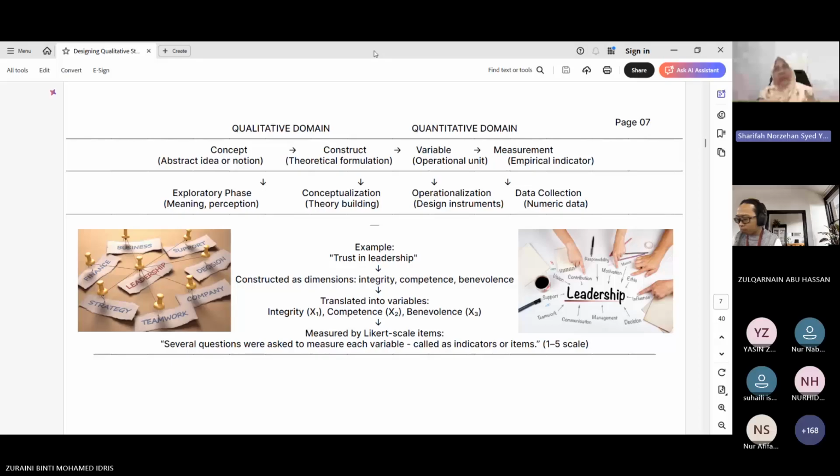Because we stop at the construct, we don't call it a variable. But when the quantitative people start to use our construct, it becomes a variable. When it becomes a variable, it is measurable. So in the context of qualitative studies, an avid qualitative researcher will not accept for you to use the term variable. They would prefer you to accept it as just elements of construct.